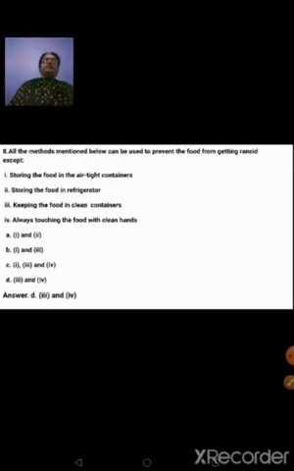Next question. I'll show it a little bit bigger here. See, all the methods mentioned below can be used to prevent the food from getting rancid, except. 4 options are given. They are telling you which methods from the given methods cannot be used to prevent the food from getting rancid. See, look at the options now. Storing the food in airtight containers, storing the food in the refrigerator, keeping the food in clean containers, always touching the food with clean hands. See, storing the food in airtight containers always prevents the food becoming rancid.